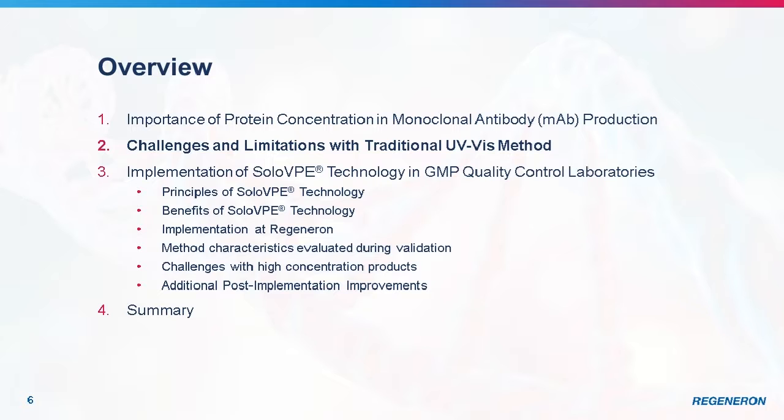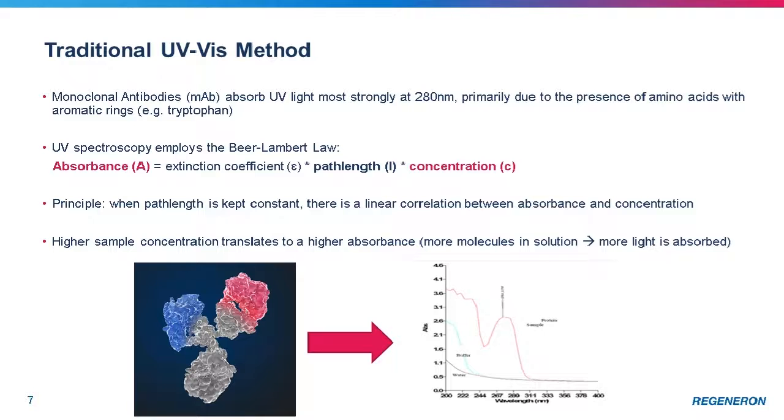Now we know why concentration is important, but how do we measure it, and what are some challenges and limitations experienced with the traditional methods? Traditionally, monoclonal antibody concentration is measured using UV spectroscopy.